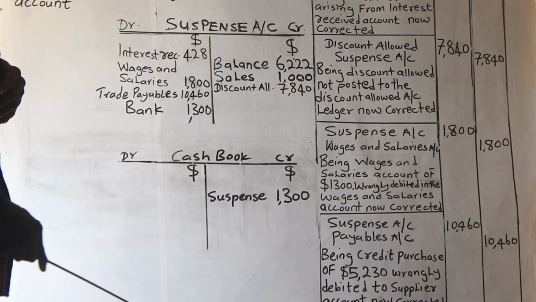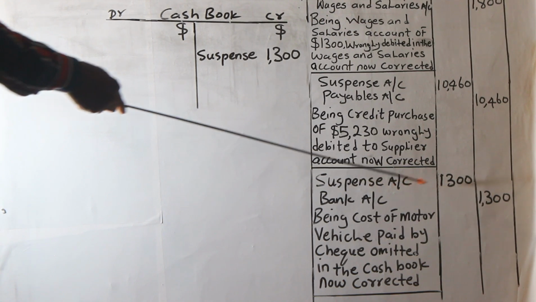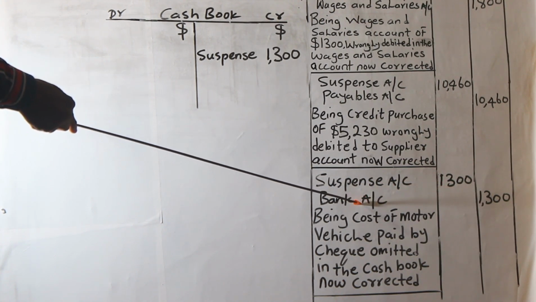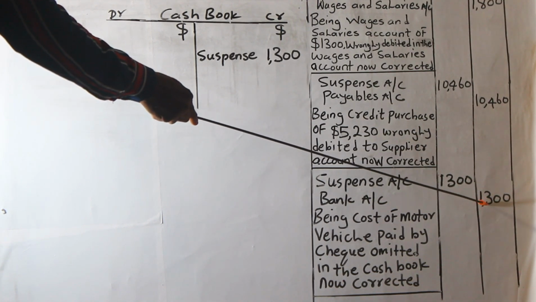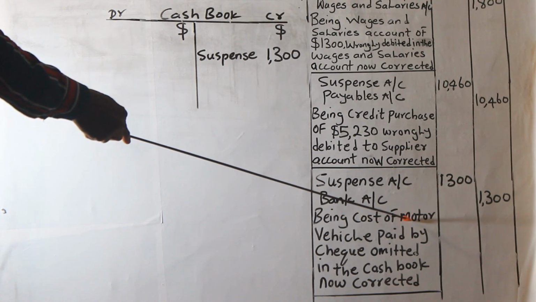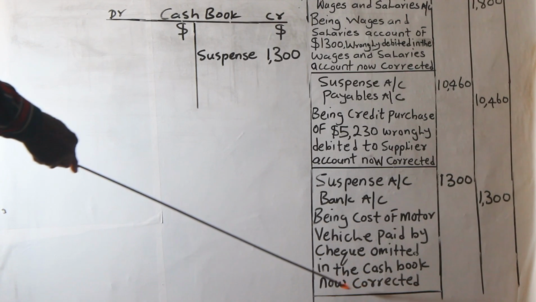Let us pass our journal entry. Now, to pass the journal entry, the suspense account will be debited with $1,300, while the bank account, that is cash book bank column, will be credited with $1,300. Then our narration being cost of motor vehicle paid by check omitted in the cash book now corrected.